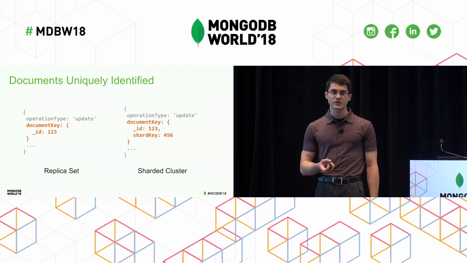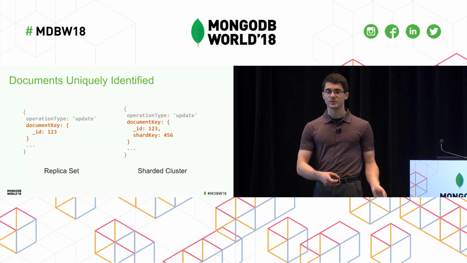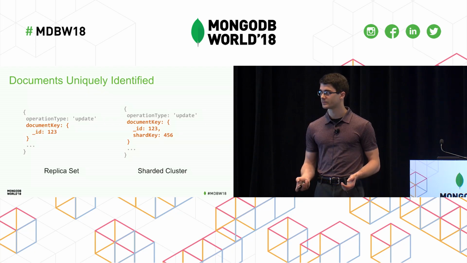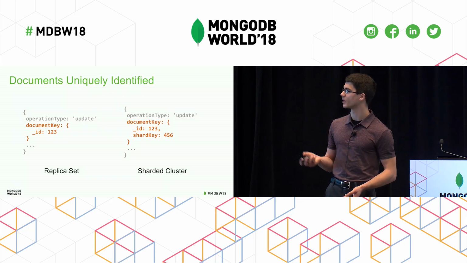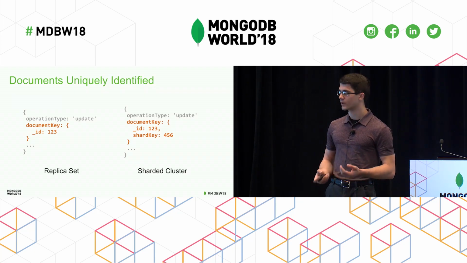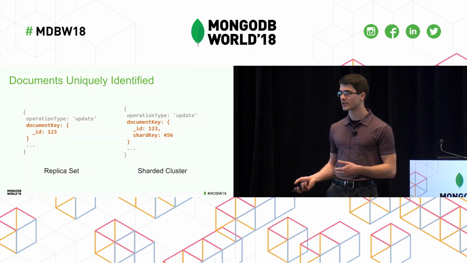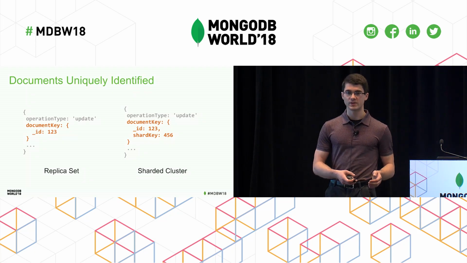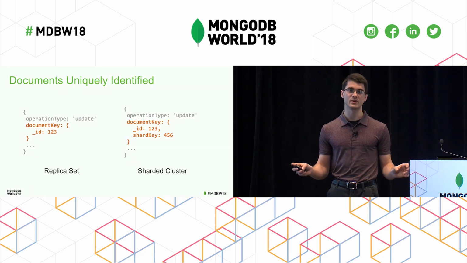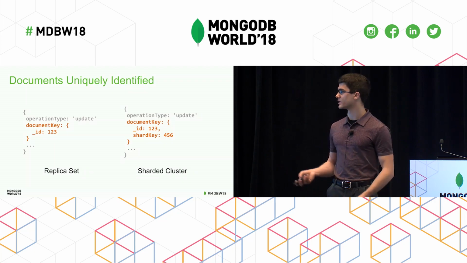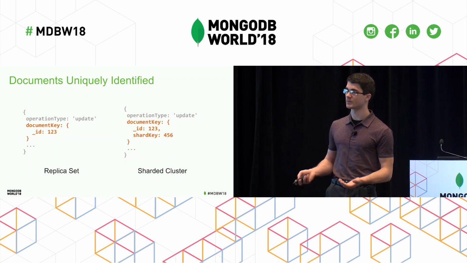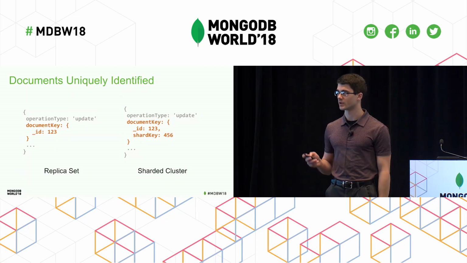Additionally, change streams will uniquely identify the document that is the subject of the change in this document key part of the change. The only thing worth noting here is that in a replica set, _id is enough to uniquely identify a document, but in a sharded cluster, we don't actually enforce that _id is unique across 2 different shards, so it is possible to have 2 documents with the same _id in 2 different shards. So the document key in a sharded cluster contains both _id and the shard key.